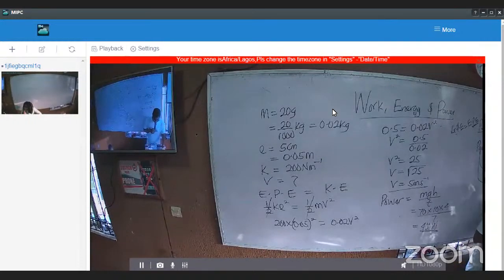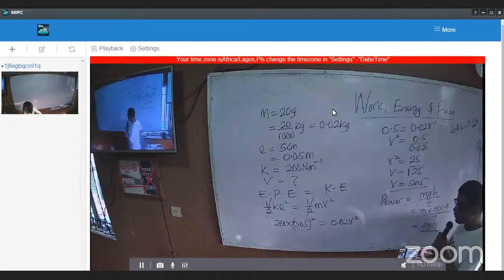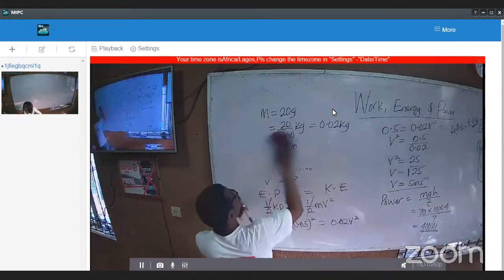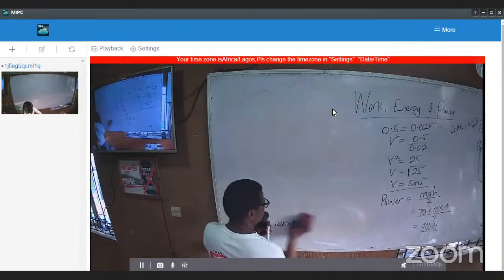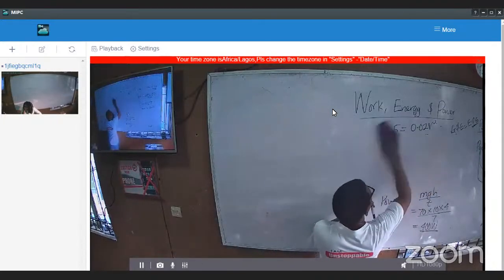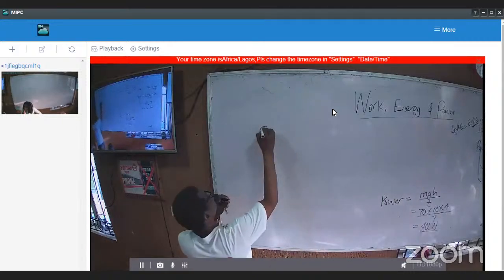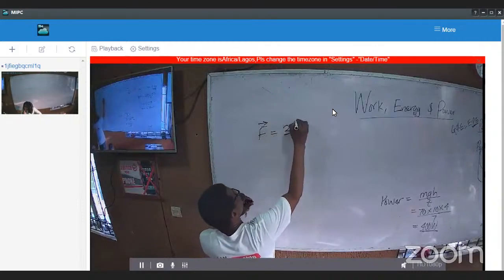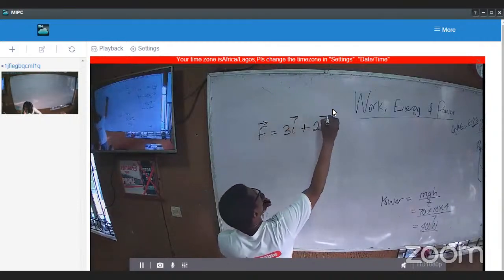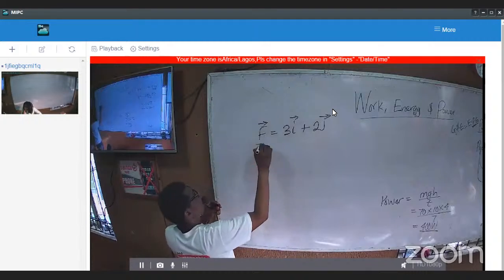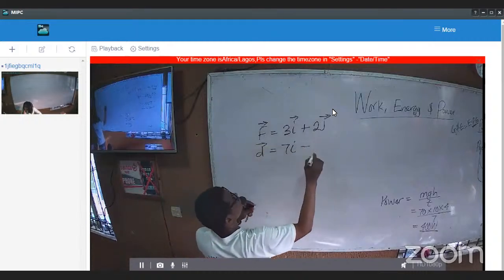Number 4. The force and displacement vector are given as F equals 3i plus 2j and D equals 7i minus j. I don't know where this is coming from, but let's just do any form of division.